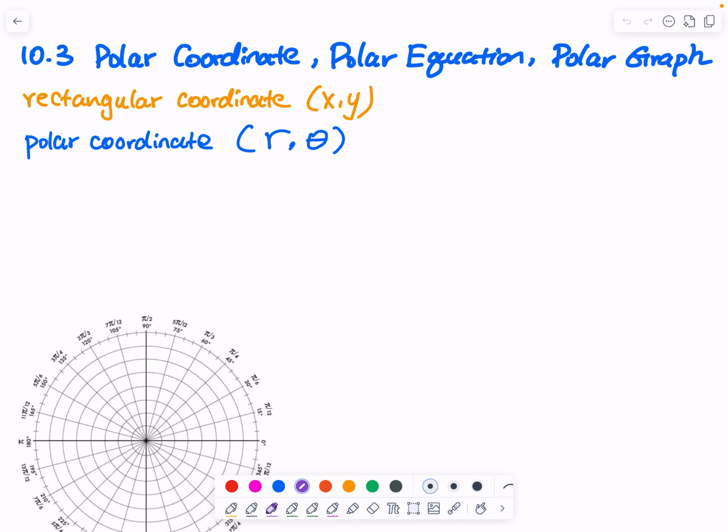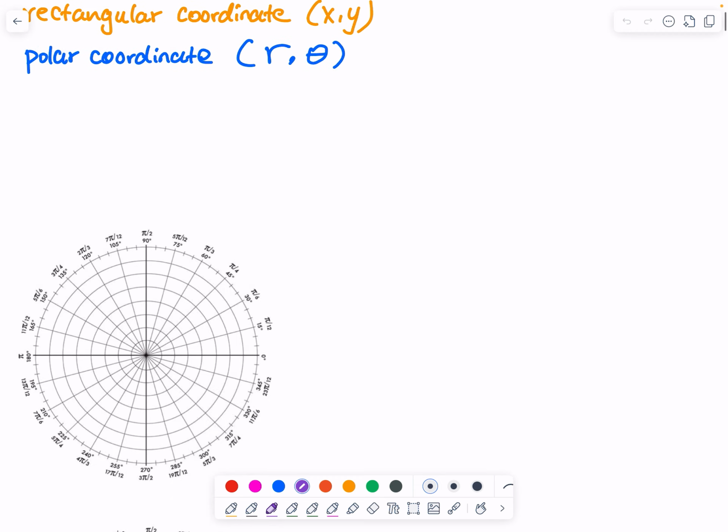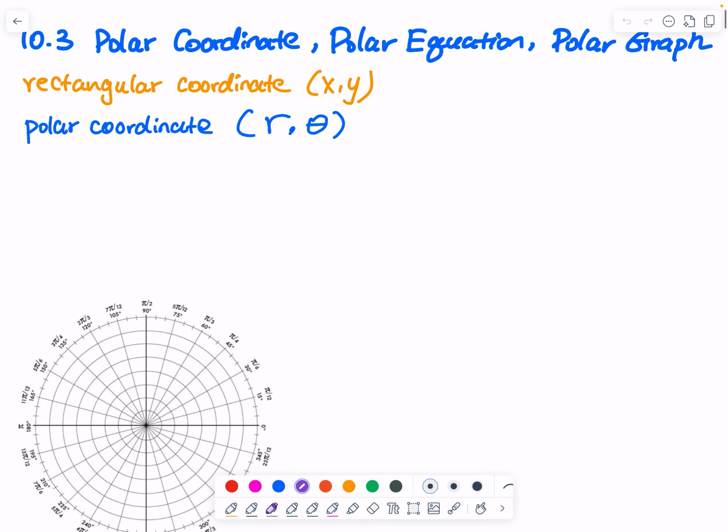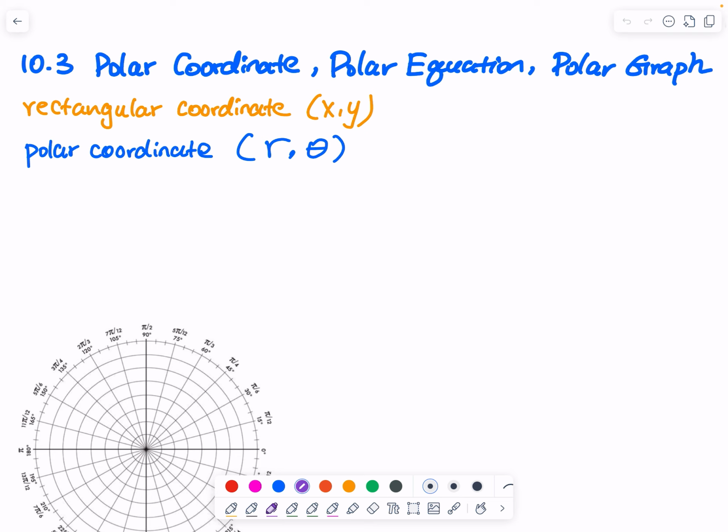Let's talk about polar coordinate, and then after that, I will talk about polar equation and polar graph in the following video. For polar coordinate, I am referring to how to plot a point on this polar plane. For rectangular coordinate, which is the xy plane, Cartesian plane, you have x-axis, y-axis, you use that a lot. That is x comma y, x coordinate comma y coordinate.